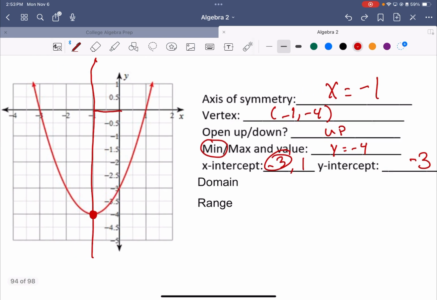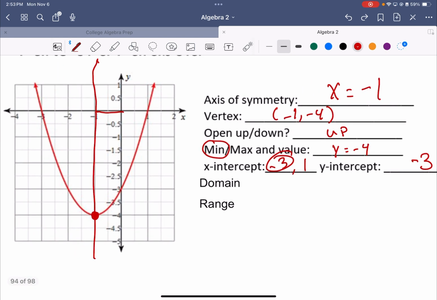Next thing is domain and range, just for review. Remember that a parabola, a quadratic's domain is always -infinity to infinity. Left to right.